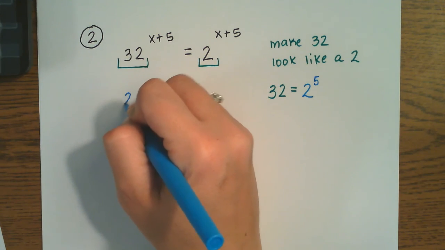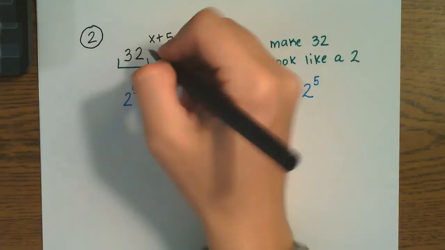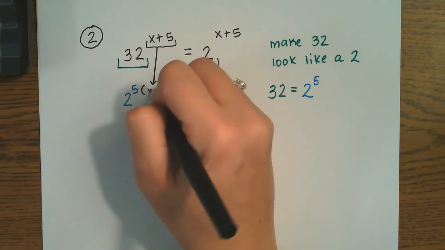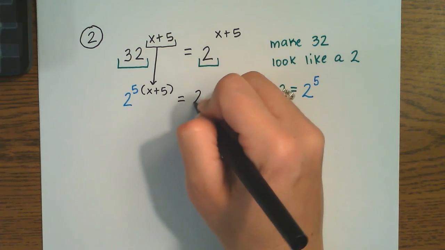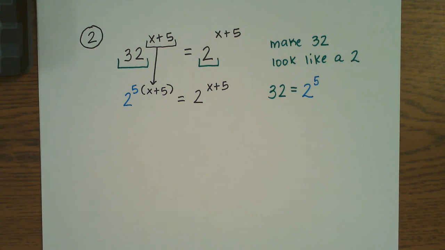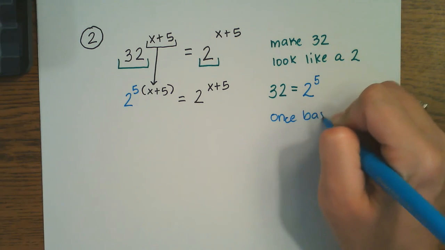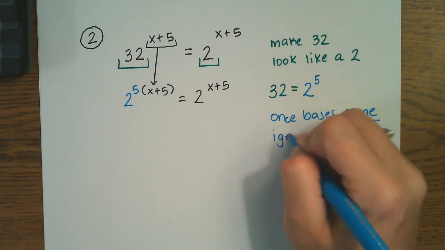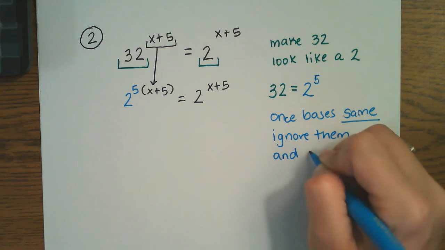So I replace 32 with 2 to the 5th. I have to keep that x plus 5 that was there. And all of this remained the same. I didn't touch any of that. Once the bases are the same, we ignore them and solve.